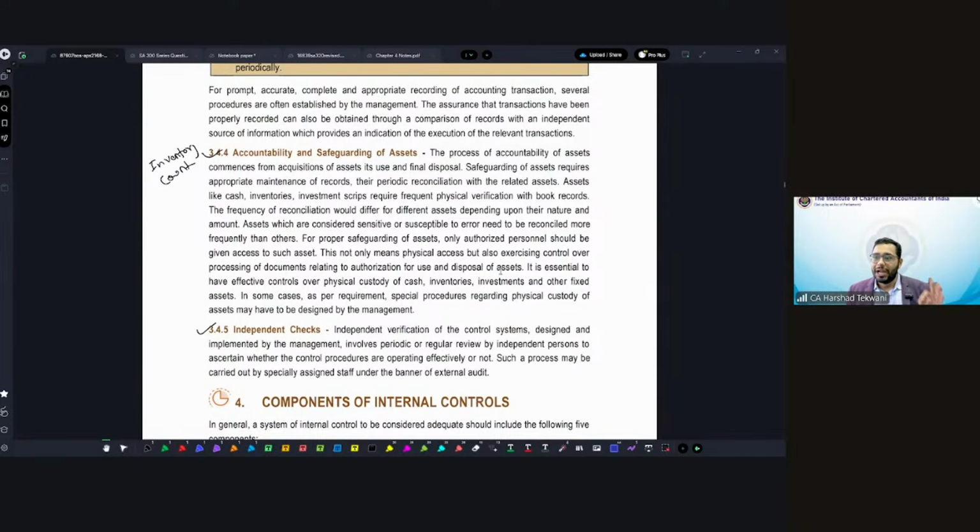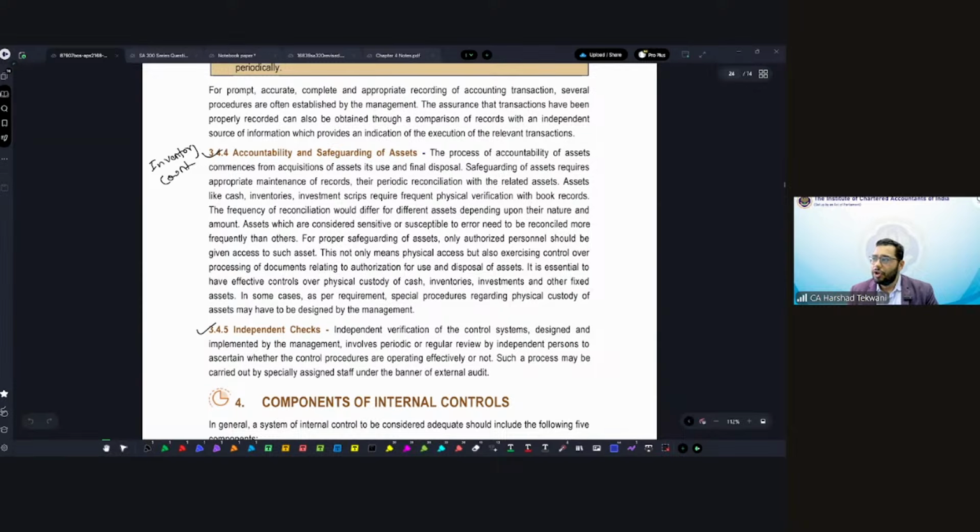Can anyone tell me which are the components of internal control? Anyone? What do you think? No? No one?